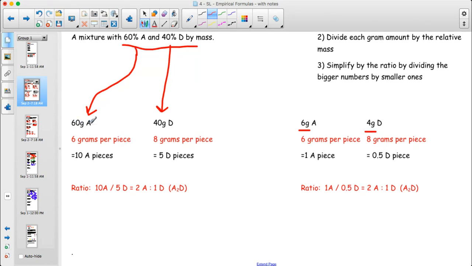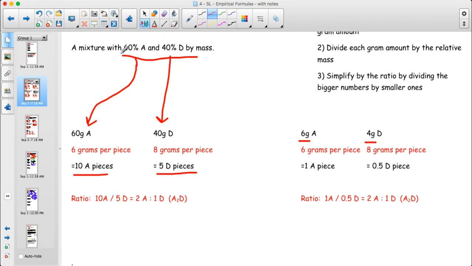Well, if I had 60 grams A and 40 grams D, that would mean that I had 10 pieces of A for 5 pieces of D, because 60 divided by the mass of each A, which is 6, gives me 10. 40 divided by 8 gives me 5. And so that would tell me that if I've got this ratio of masses, that gives me a ratio of 10-5. And if I simplify that by dividing, 10 divided by 5 gives me 2, which means the real, simplified ratio is 2-to-1. Right? There's 2 A's for every 1 D.